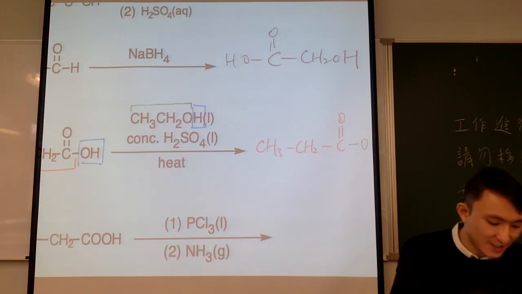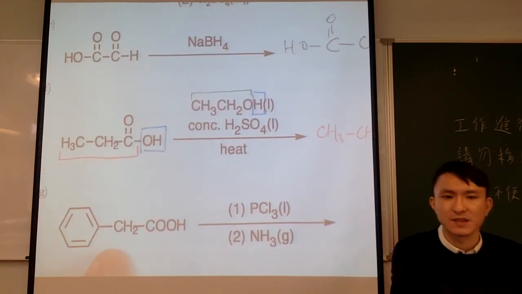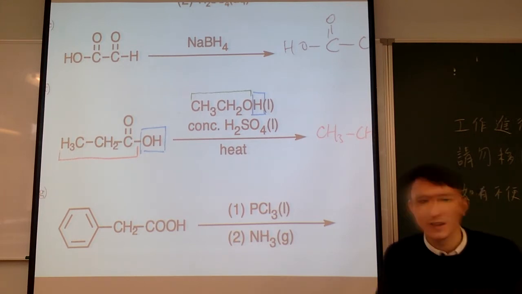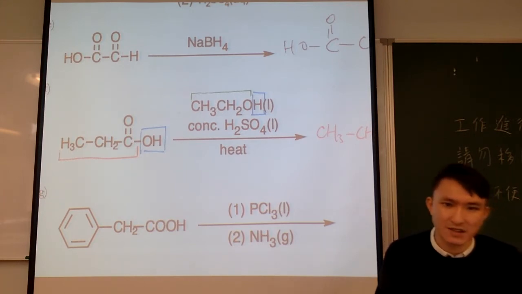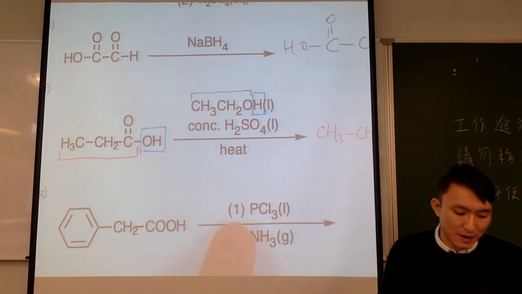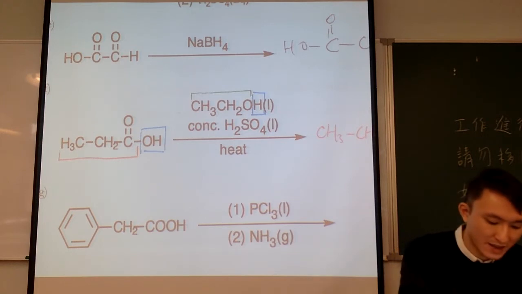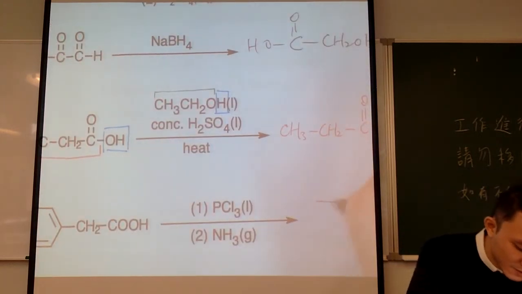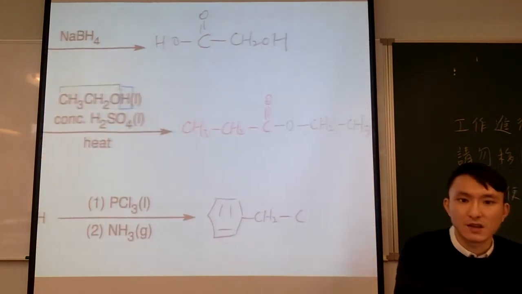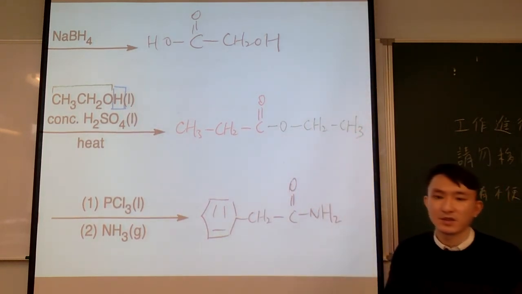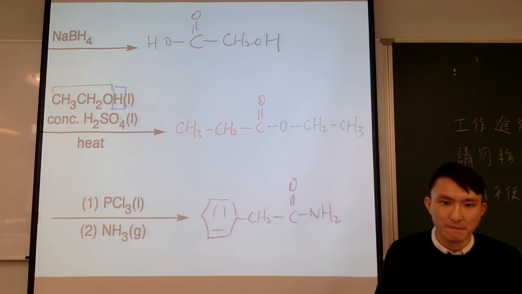And then lastly, this one we have. This one is a carboxylic acid, phenyl ethanoic acid. So first by PCl3 followed by NH3. So this one is to form an amine. This is to form an amine. So CH2, C, double bond O, NH2. Okay? So this is the idea. Okay?